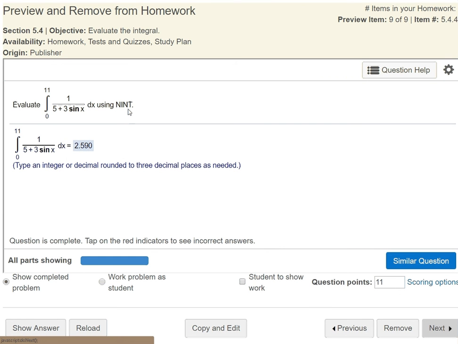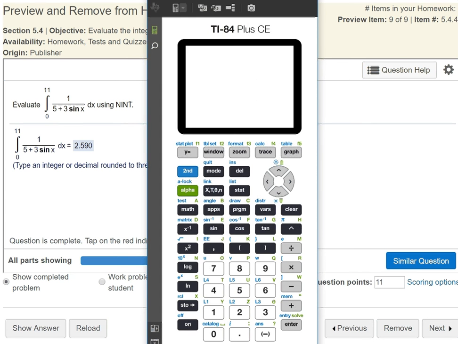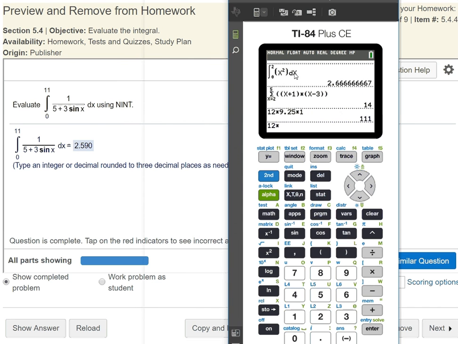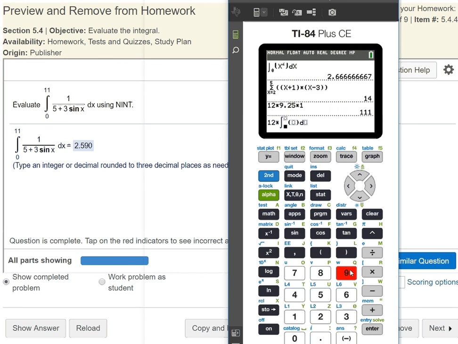What's NINT? Do you know? It's nint, numerical integration. When they talk about nint in a textbook, they're just talking about using your calculator, using some numerical method, not a human method. So it'd be that one, where you go to math, down there, number 9, and then you plug in all the parameters, and it gives you back a numerical answer. Or you can do it graphically.